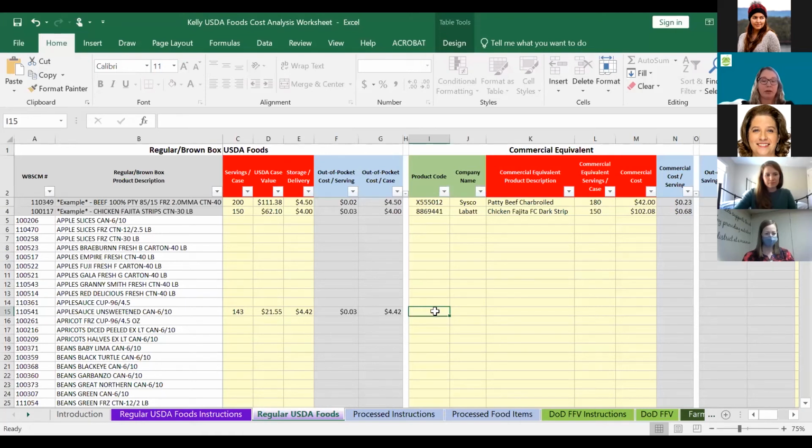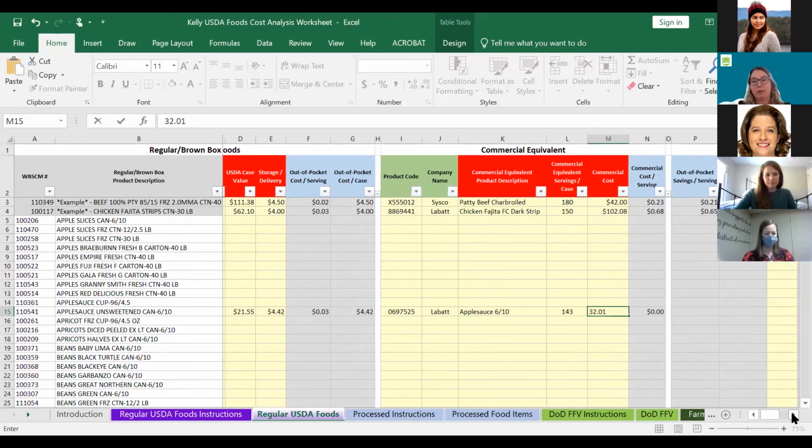We're going to jump over here to compare with Labatt, and I'm going to type in my information. And this really is just for you, for your records. This isn't going to affect any of the calculations on the sheet, but this is great to have at your fingertips in case you want to refer back to it. Okay, and so I know that it's the same number of servings for this applesauce at Labatt, and I'm paying $32.01 for a case of applesauce commercially.